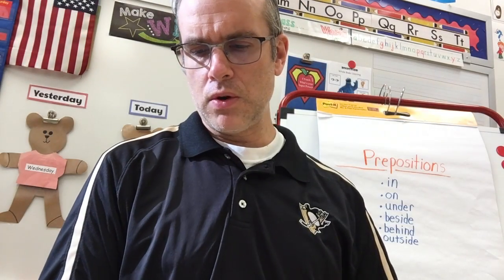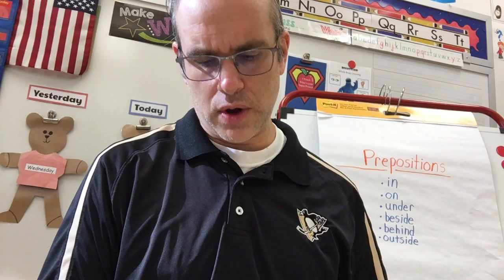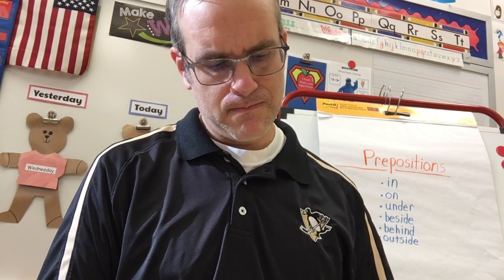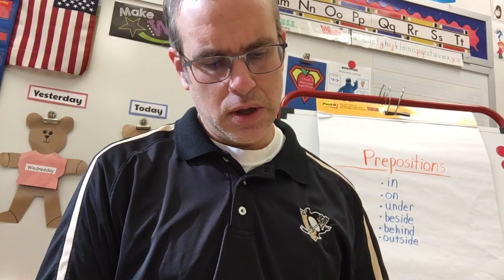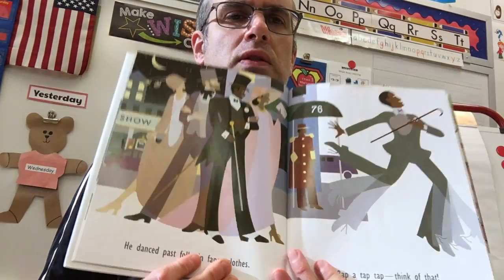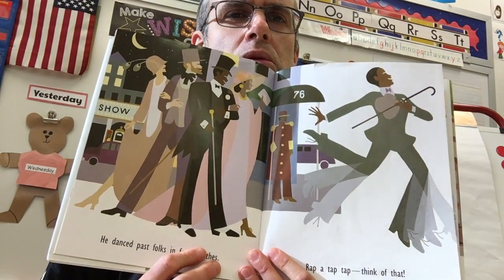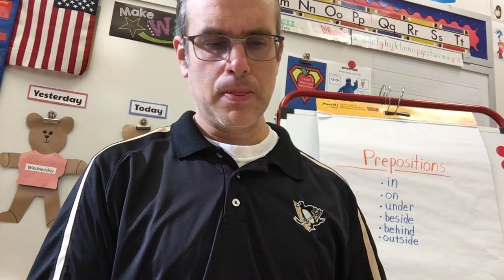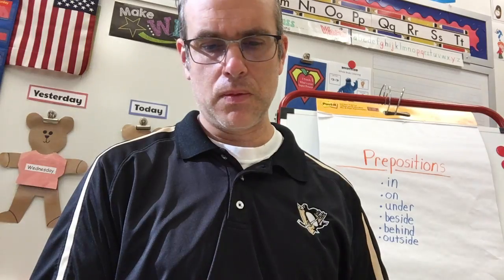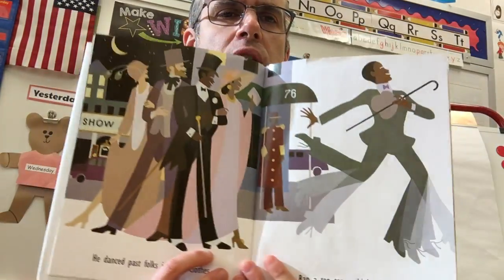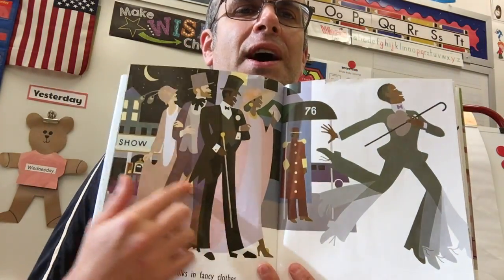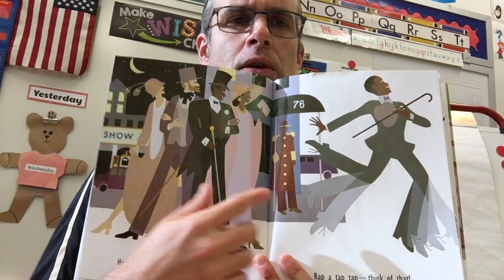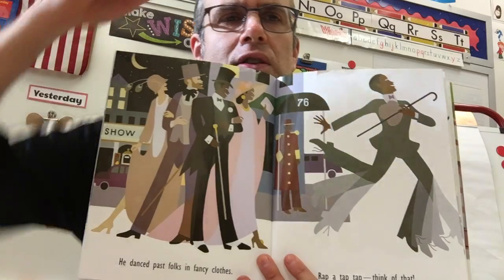I wonder if his location changes throughout the story. He danced past doors. He's still outside. It's nighttime now. And if you look, he's sort of in the front, and the picture is sort of behind him. And that's another one of our preposition words, behind. This doorman is behind the people in the fancy clothes.